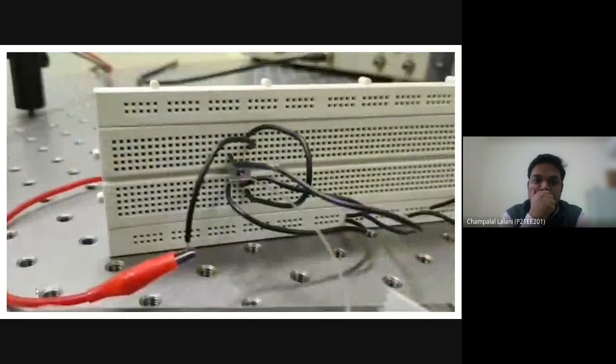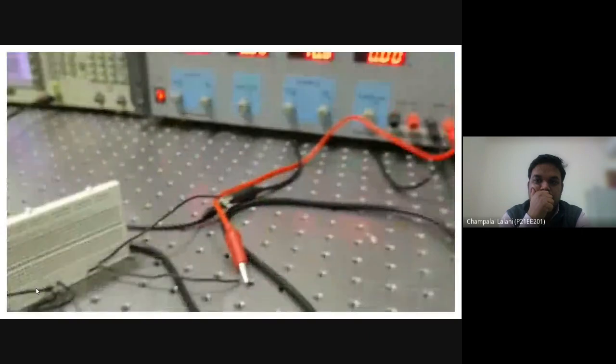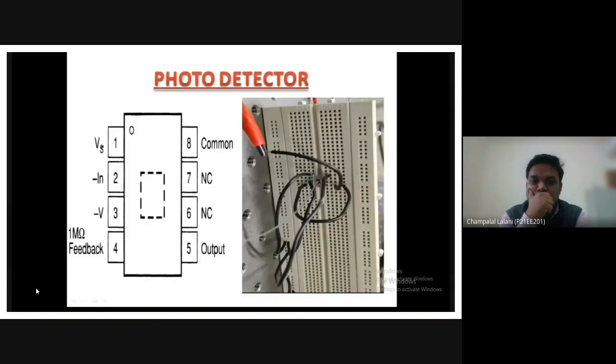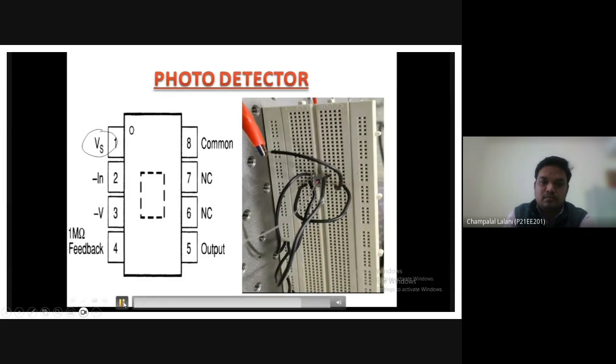Now, lastly, we will understand the connection of the photodiode and end our video. Here, this is the pin diagram of the photodiode. Here, pin number 1 is connected to a power supply of 10.6 volts, but we can connect.